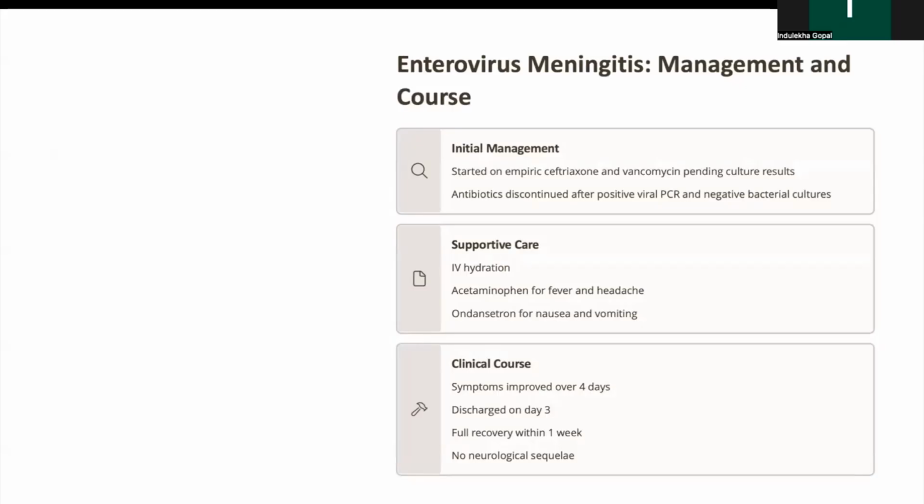There is no specific antiviral treatment, just supportive care, IV hydration. You can give acetaminophen for fever, and support with anti-nausea medications. Usually there is improvement in over 4 days, full recovery within a week, and there is no neurological sequelae.